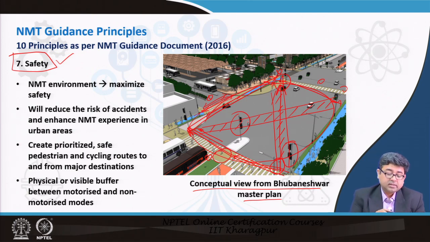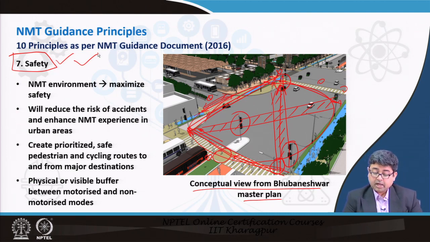So all of this comes under the realm of safety. So all these aspects should be taken into account when you are trying to design for any kind of NMT infrastructure. Physical or visible buffer between motorized and non-motorized vehicles, right? Any kind of buffer, it may be a tree buffer, or it may be on-street parking that provides a buffer. Such buffers also help the movement of non-motorized users. Okay.